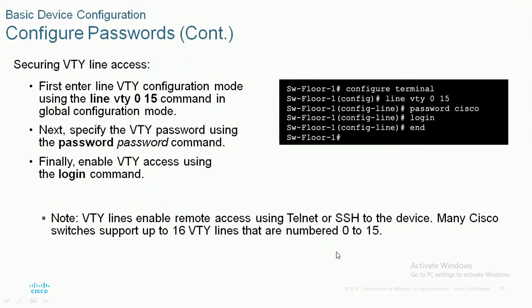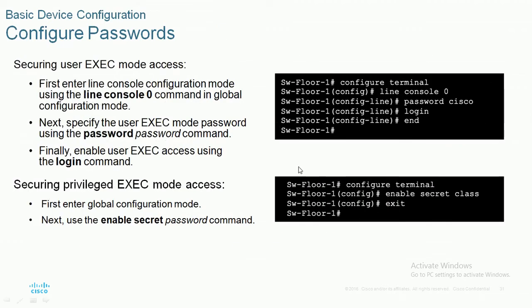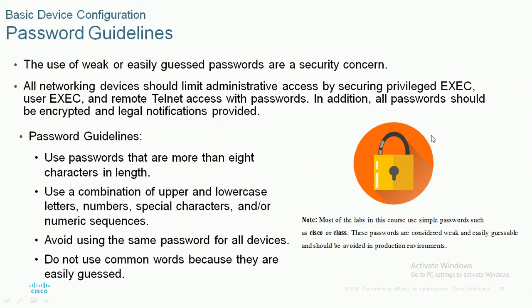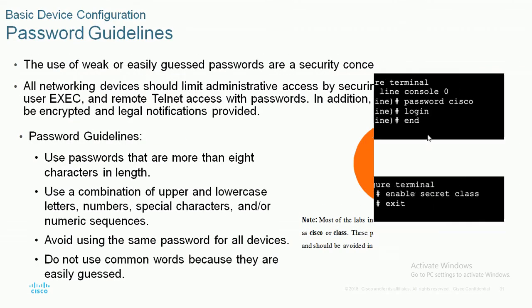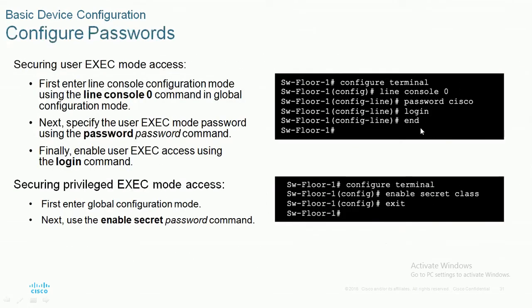How to secure your VTY lines like secure shell or telnet. For that we need to give line VTY connection mode. Line VTY 0 to 15, means 15 users at a time can access the switch using these password credentials. Okay, line VTY 0 to 15, password Cisco, and login, and we can end that. Okay, line console 0, password Cisco, and login.